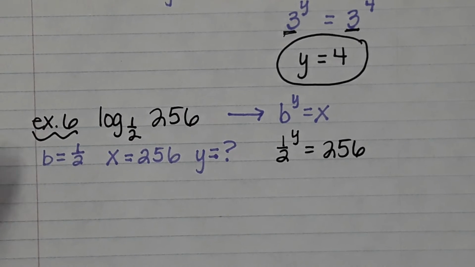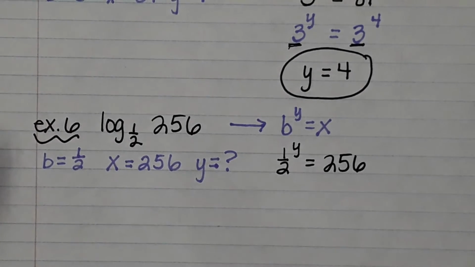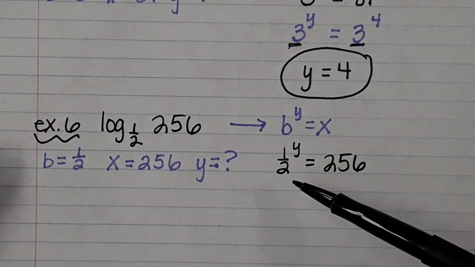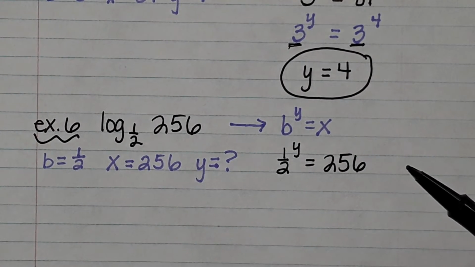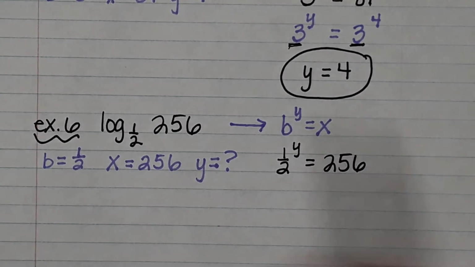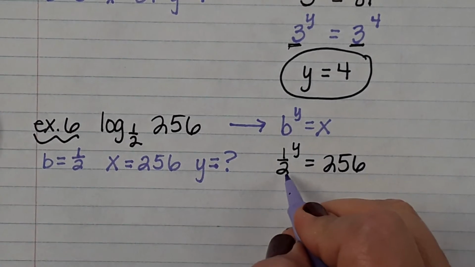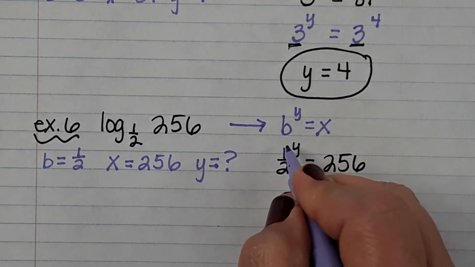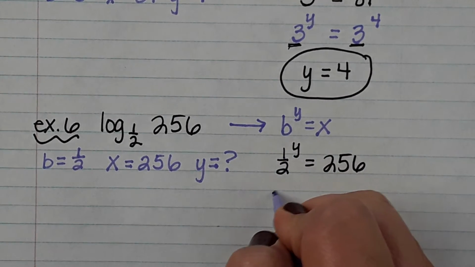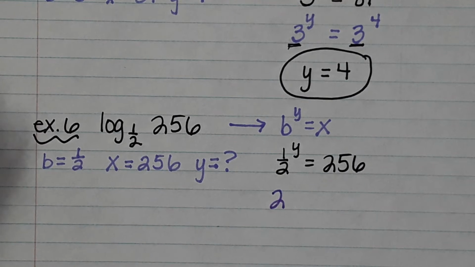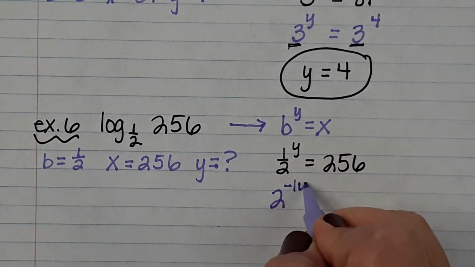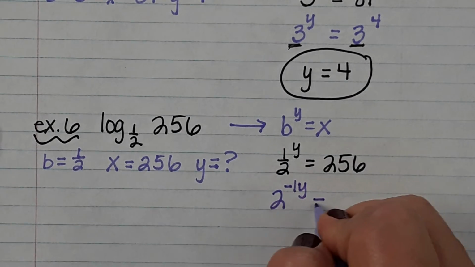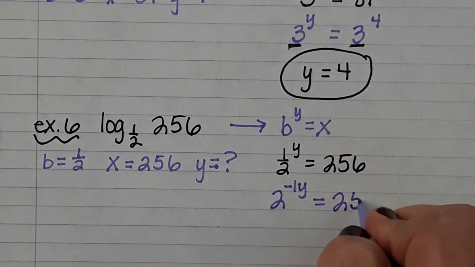Of all the questions that I had on the test yesterday, it was the fractions. For some odd reason, we forget that fractions are always written as whole numbers with what type of exponents? Negatives. So we're going to rewrite 1/2 as 2, but we're going to write it with the negative exponent. And -1 times y is -1y equals 256.